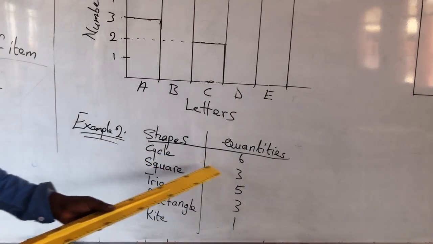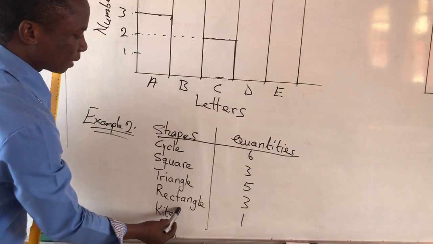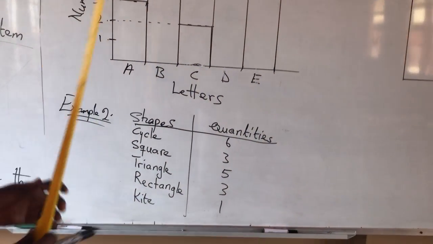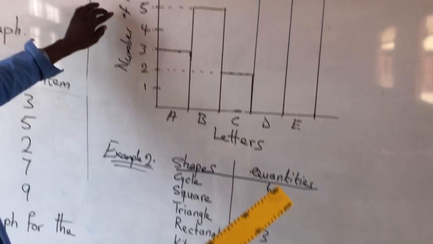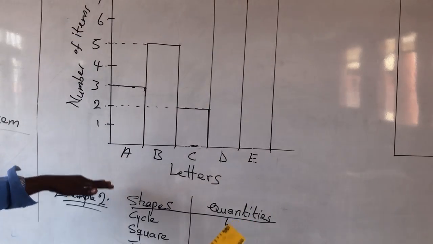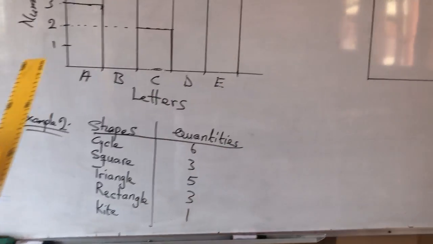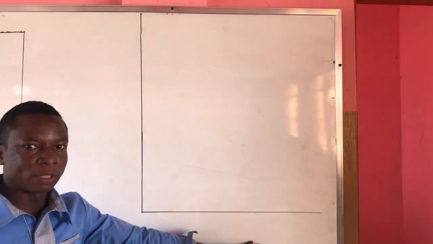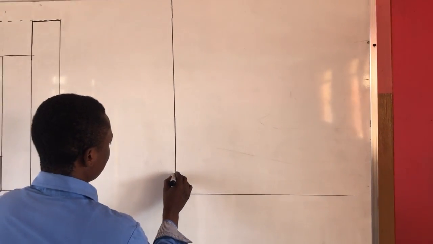This is circle, which is 6. Square, 3. Triangle, 5. Rectangle, 3. Kite is what? 1. So let's quickly draw that. I told you earlier on, look at it. Number of items on the vertical line, letters on the horizontal line. But this one is shapes to what? Quantities. So our quantities will be on this line, and our shapes will be on this line. Quickly mark.